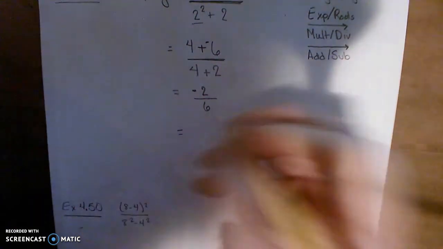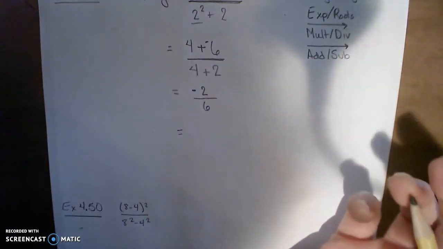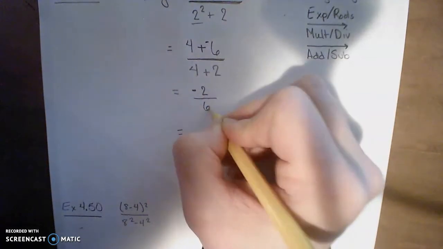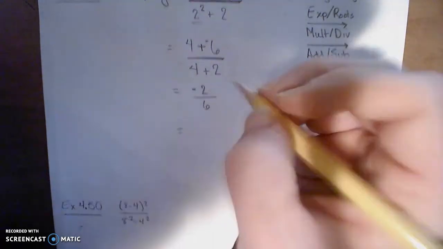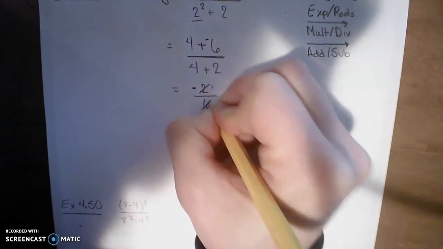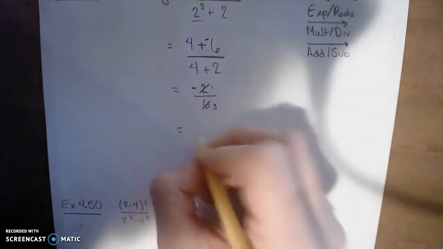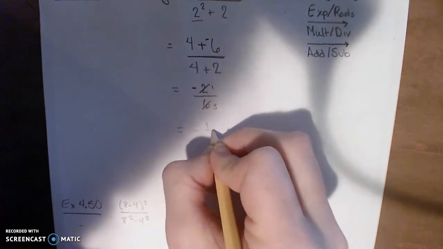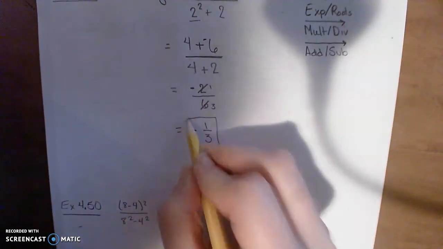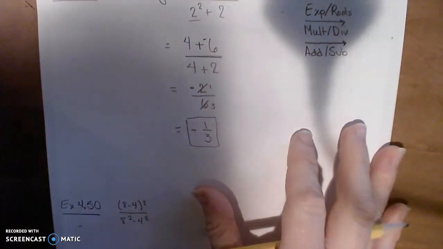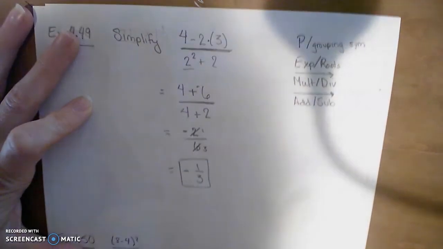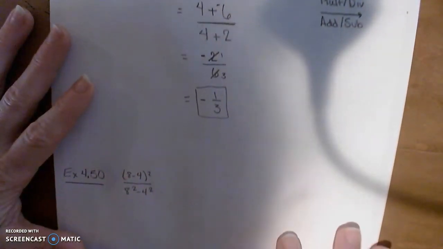Now I'll ask if this fraction can be reduced at all. Turns out that both 2 and 6 have a common factor of 2. So divide by 2, I get 1. Divide by 2, I get 3. So my answer here is negative 1 over 3. Negative 1/3. All right, so the main idea here was to treat this fraction bar like a ginormous grouping symbol.